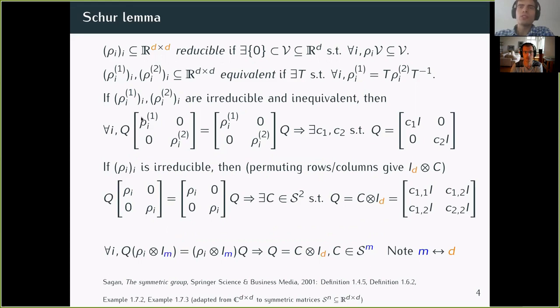So here are two results. First, if you have two lists of matrices that are irreducible and inequivalent, and Q commutes with this block diagonal matrix, it actually means that Q is diagonal, and in fact all the first entries of the diagonal are equal, and all the rest of the entries are also equal. So you can actually solve your SDP as an LP, because you're just looking for two positive numbers, not an SDP anymore.